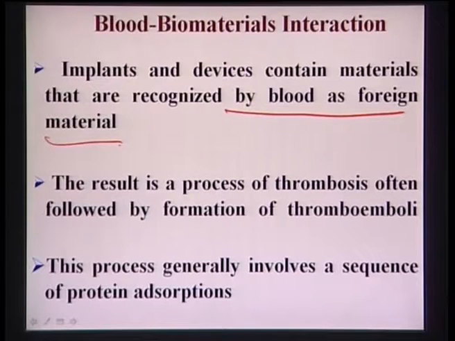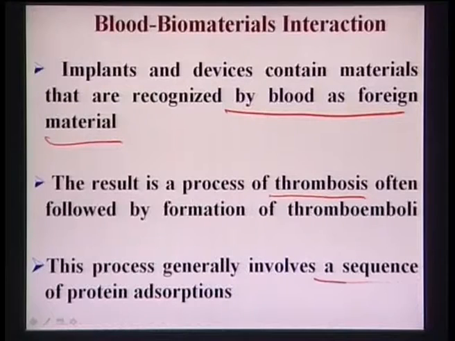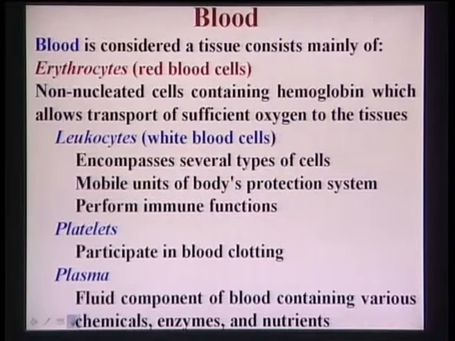Now, the result is a process of thrombosis, often followed by the formation of thromboemboli. Thrombosis means there will be some blood clotting at the implant site or at the wound site, and this process generally involves a sequence of protein absorption. Remember, this protein absorption takes place whenever you put a material inside the body, and blood also contains proteins. So, proteins will necessarily be absorbed on the material surface, whether it is blood or simple human body plasma.